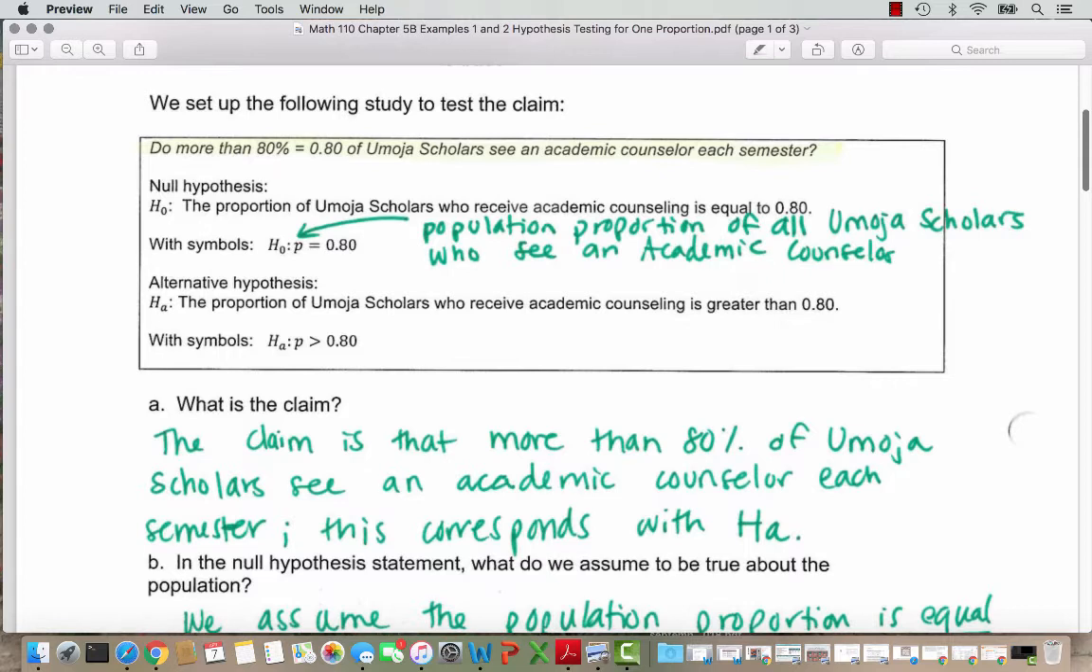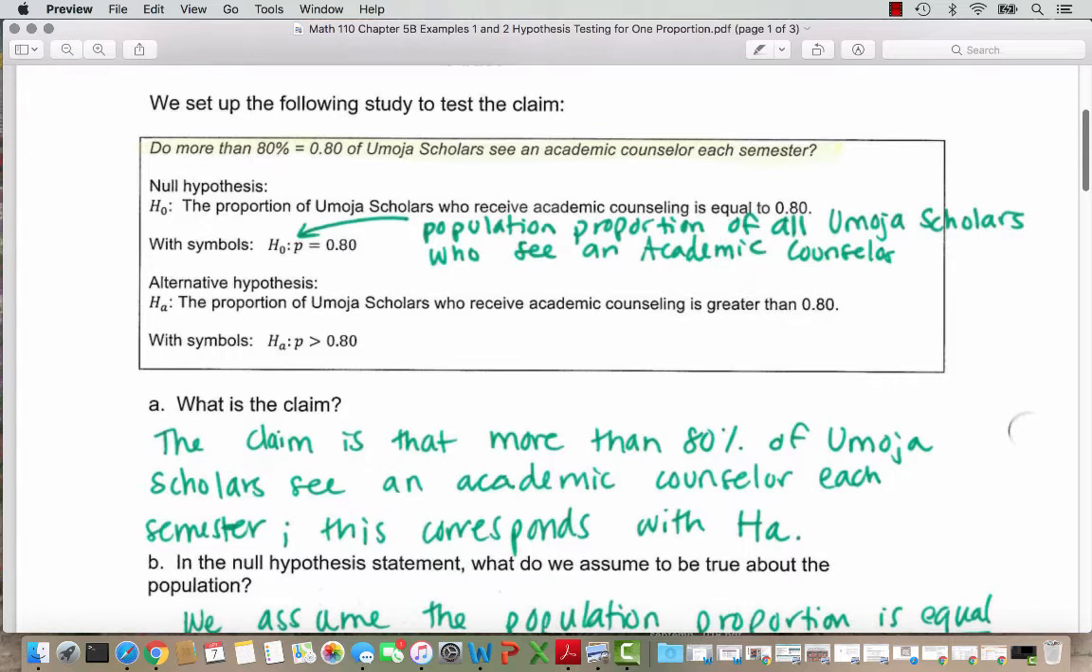The alternative hypothesis, which is our competing claim, we notate with H with a subscript A, and it doesn't matter if you use lowercase a or capital A. You'll even see that I sometimes interchange a lower or capital A. People sometimes also put a 1 here, like 0 versus 1 as the two choices. We'll use H sub A in our class. That alternative hypothesis says the proportion of Umoja scholars who receive academic counseling is greater than 0.80. Or with symbols, we'd say HA with a colon, P is greater than 0.80.